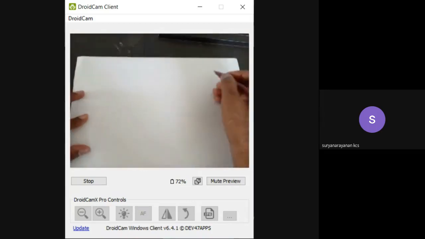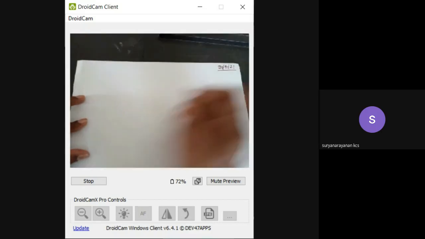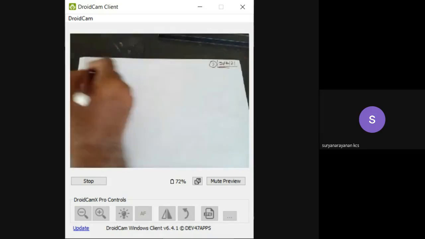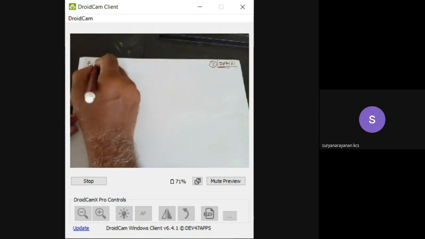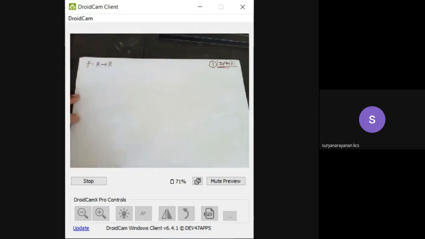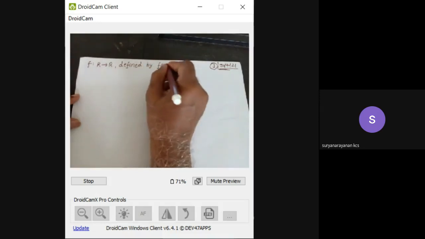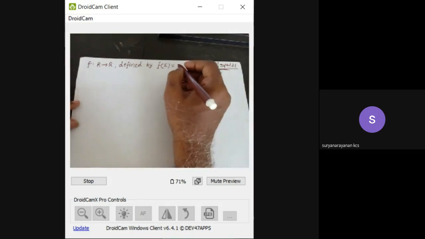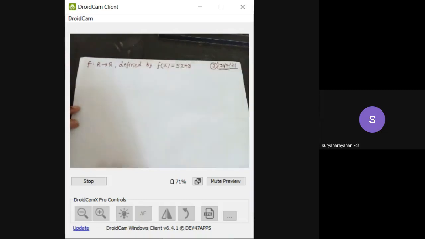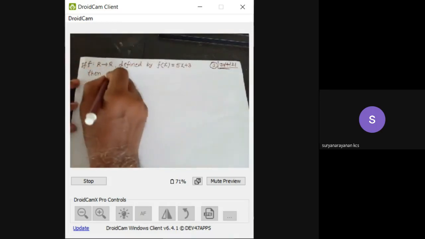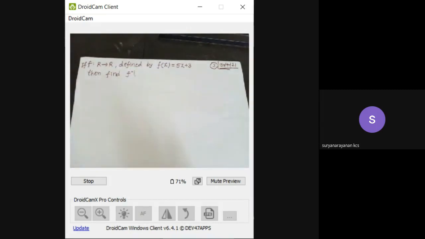Suppose F is a mapping from R to R, defined by f of x is equal to 5x plus 3, then find f inverse.